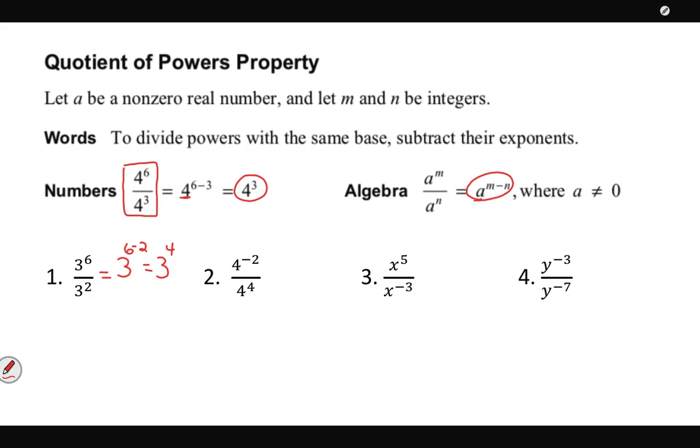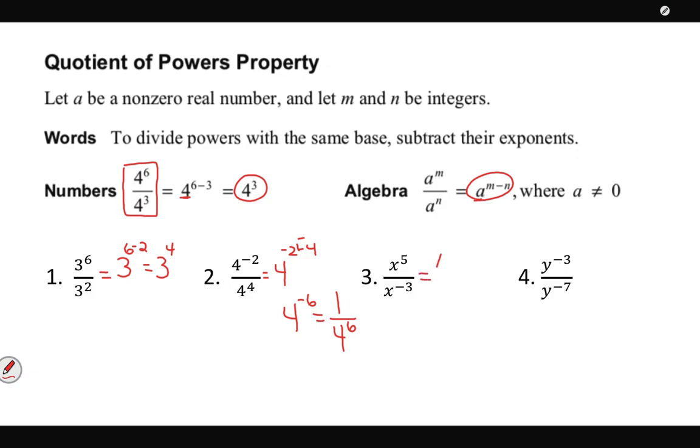Here, the bases must stay the same, so we have a base of 4. And now we have negative 2 minus 4. So this is where it can get a little bit tricky. And so we have 4, keep, change. That'd be 4 to the negative 6. But remember, we can't have negative exponents. So I must rewrite that as 1 over 4 to the 6th power.